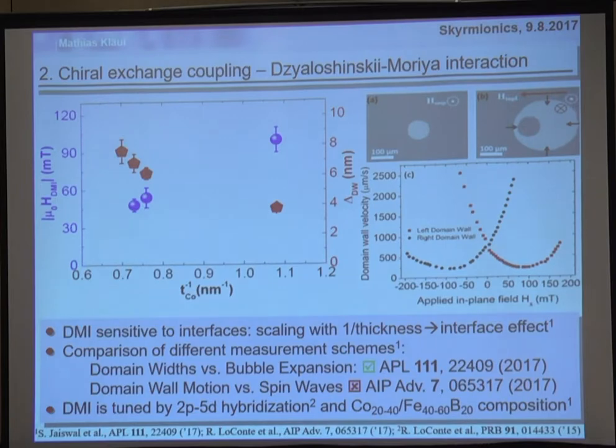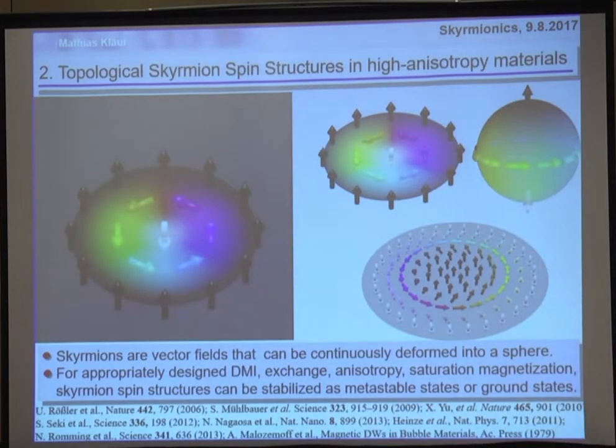Okay, this might sound very technical, but I think it's very important that if you want to compare results from the literature, you know what method they used. Now, let's come to skyrmions.